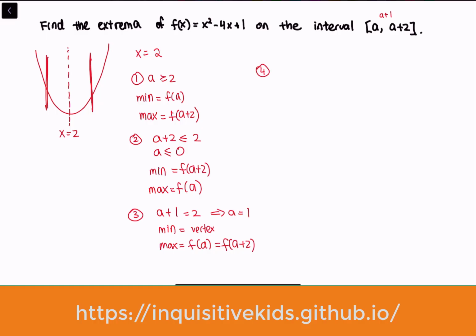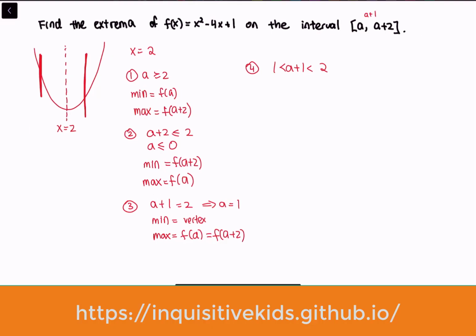Now we have another case. This is if a plus 1 is in between 1 and 2. Now, what does this mean? How did we get this? Here we're still talking about the interval containing the vertex. But now we're saying the interval is slightly shifted to the left. So now the part of f of x we're dealing with is only this part that I'm highlighting in black. In this case, the minimum value would still be the vertex, f of 2. And the maximum value will be equal to f of a.